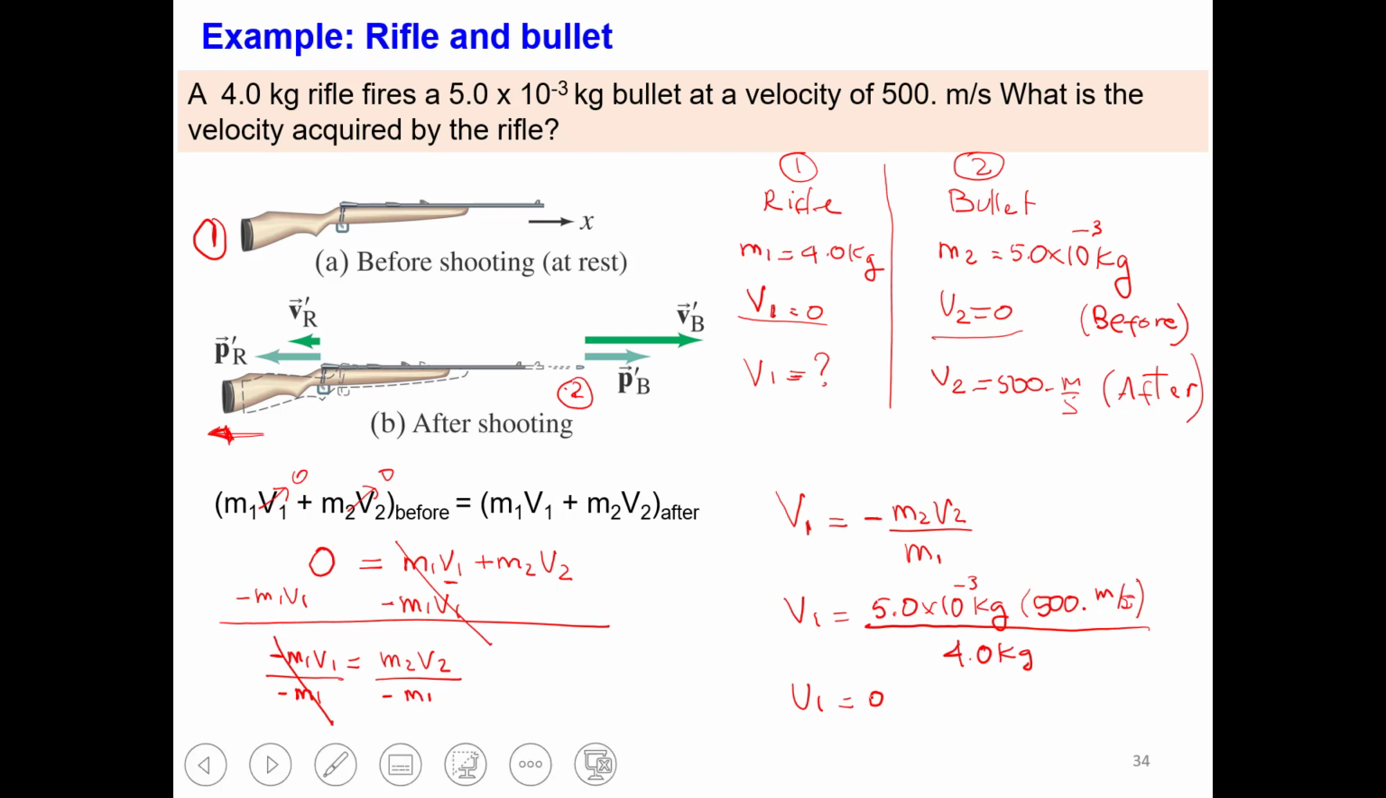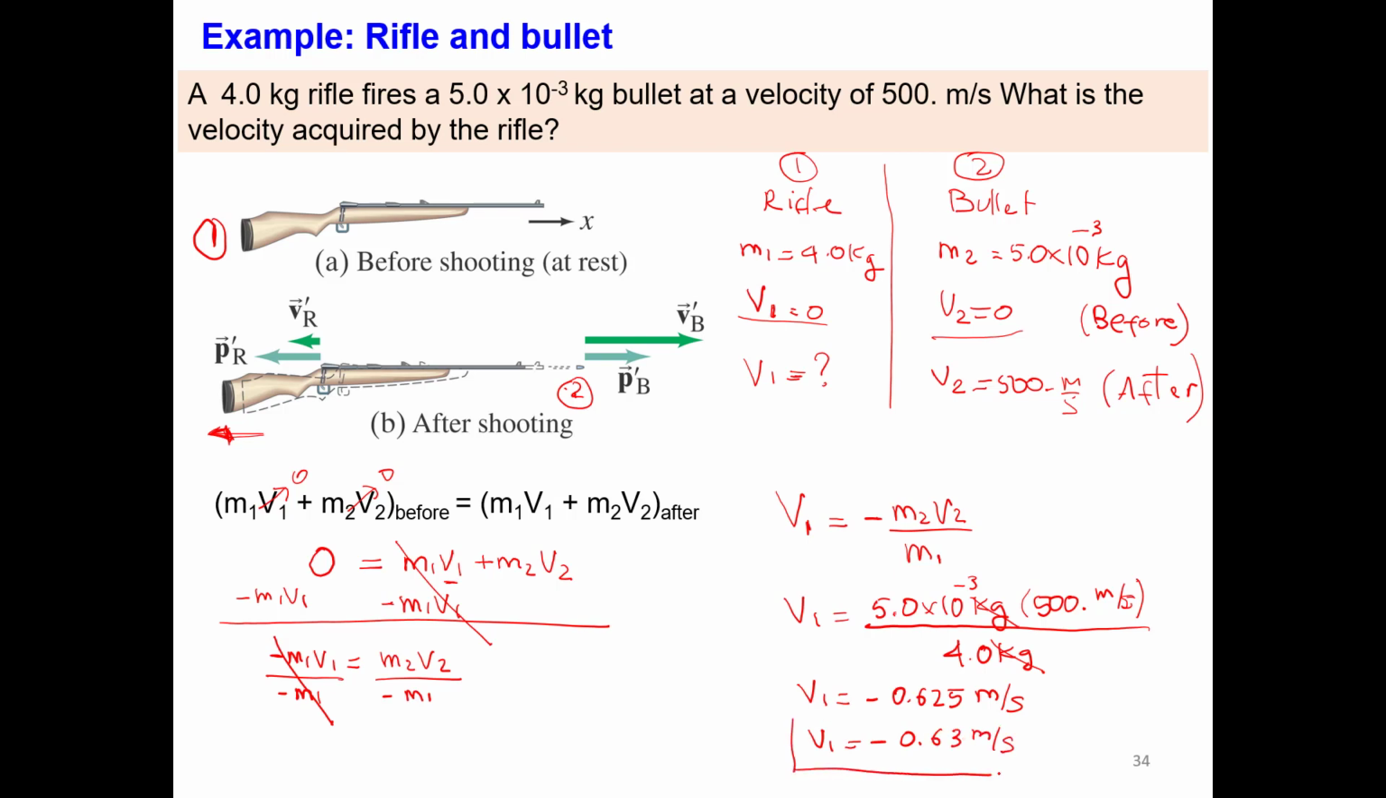Let me write the negative first. And wait, I need a little more space here. It will be negative 0.625, and we can see the kilograms cancel out, and the answer is in meters per second, the units of velocity. And if we want to write with the correct number of significant digits, meters per second, which is the recoil velocity, and it's negative.